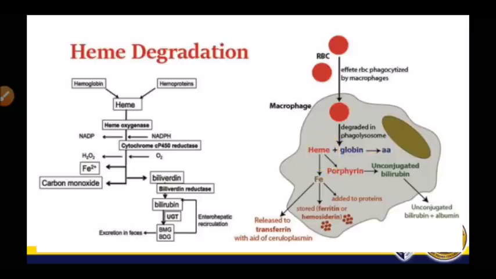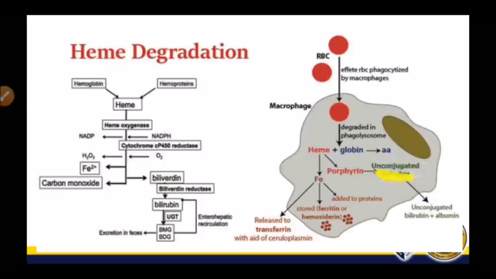Meanwhile, si heme, ang iron component ni heme will meet one of 3 fates. It could be released to transferrin, it could be stored, or it could be added to some proteins. Pero ang porphyrin portion ni heme will become unconjugated bilirubin. So how? Heme, by the action of heme oxygenase, will be converted to biliverdin. So after biliverdin, by the action of biliverdin reductase, will become unconjugated bilirubin.